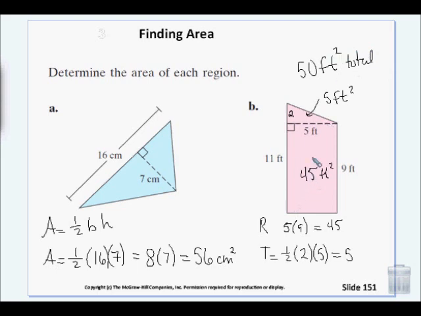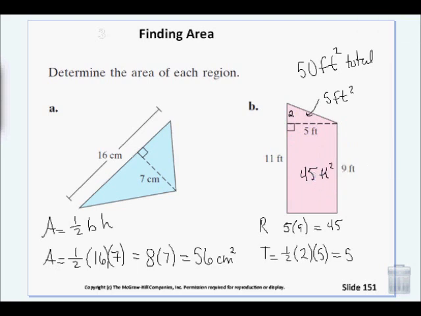Okay, so I don't have a formula for the area of a weird towery quadrilateral, right? I don't have a formula for this. This shape doesn't even have a name other than just quadrilateral. So we take it into its two parts. It's got a triangle and it has a rectangle. And I can find those two areas.